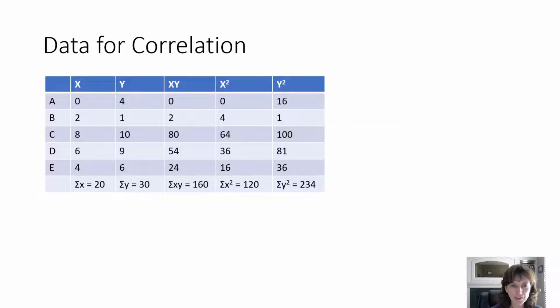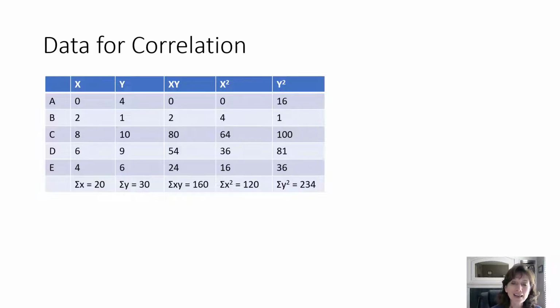So if I take each of my X scores and square them, and then I sum them, to square 0, I get 0. To square 2, I get 4. If I square 8, I get 64. Squaring 6 will give me 36, and squaring 4 will give me 16. So for that X squared column, I'm just taking all of my X values listed in the X column and squaring them. If I sum up X squared, it gives me 120. I just get that from adding the 0 plus the 4 plus the 64 plus the 36 plus the 16.